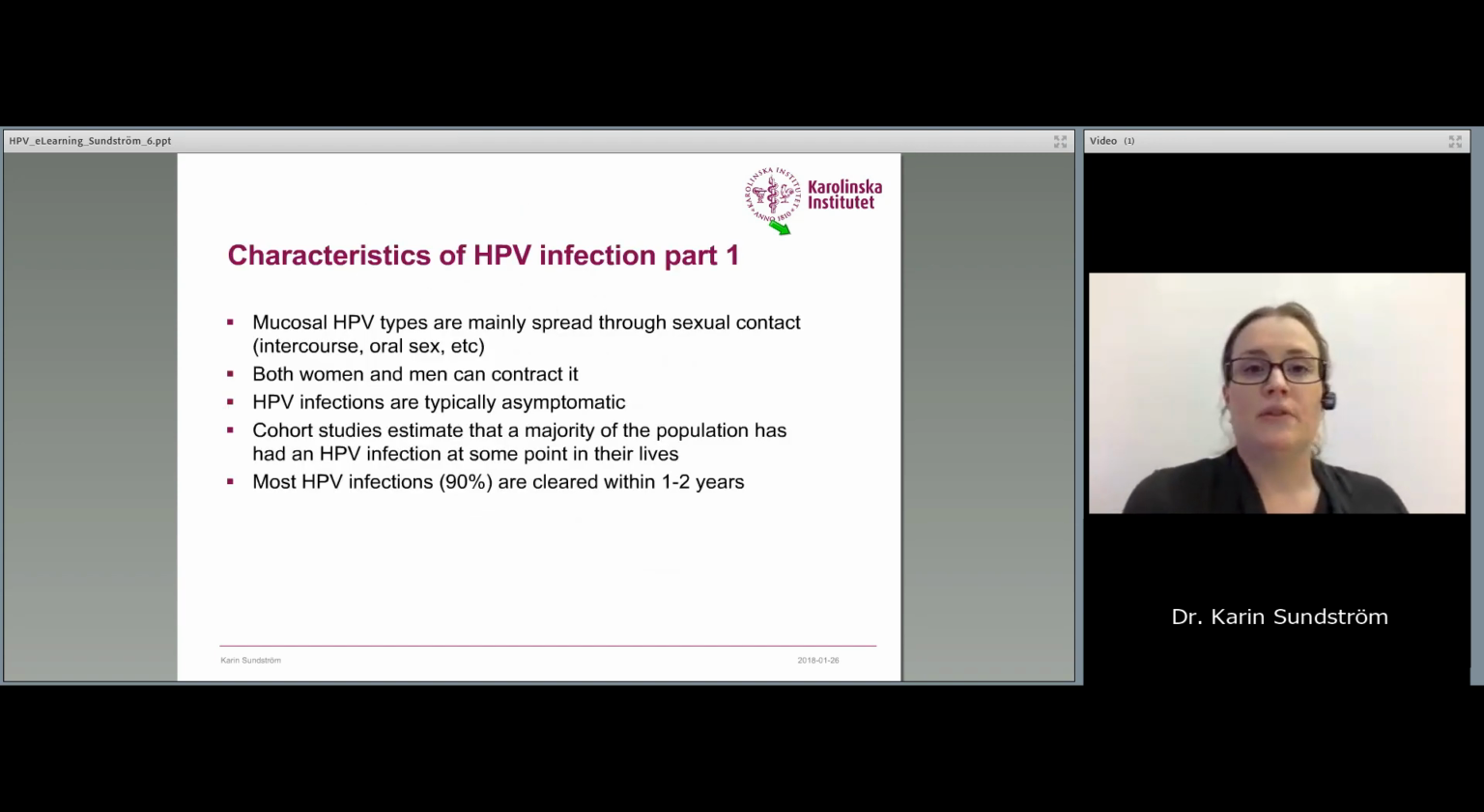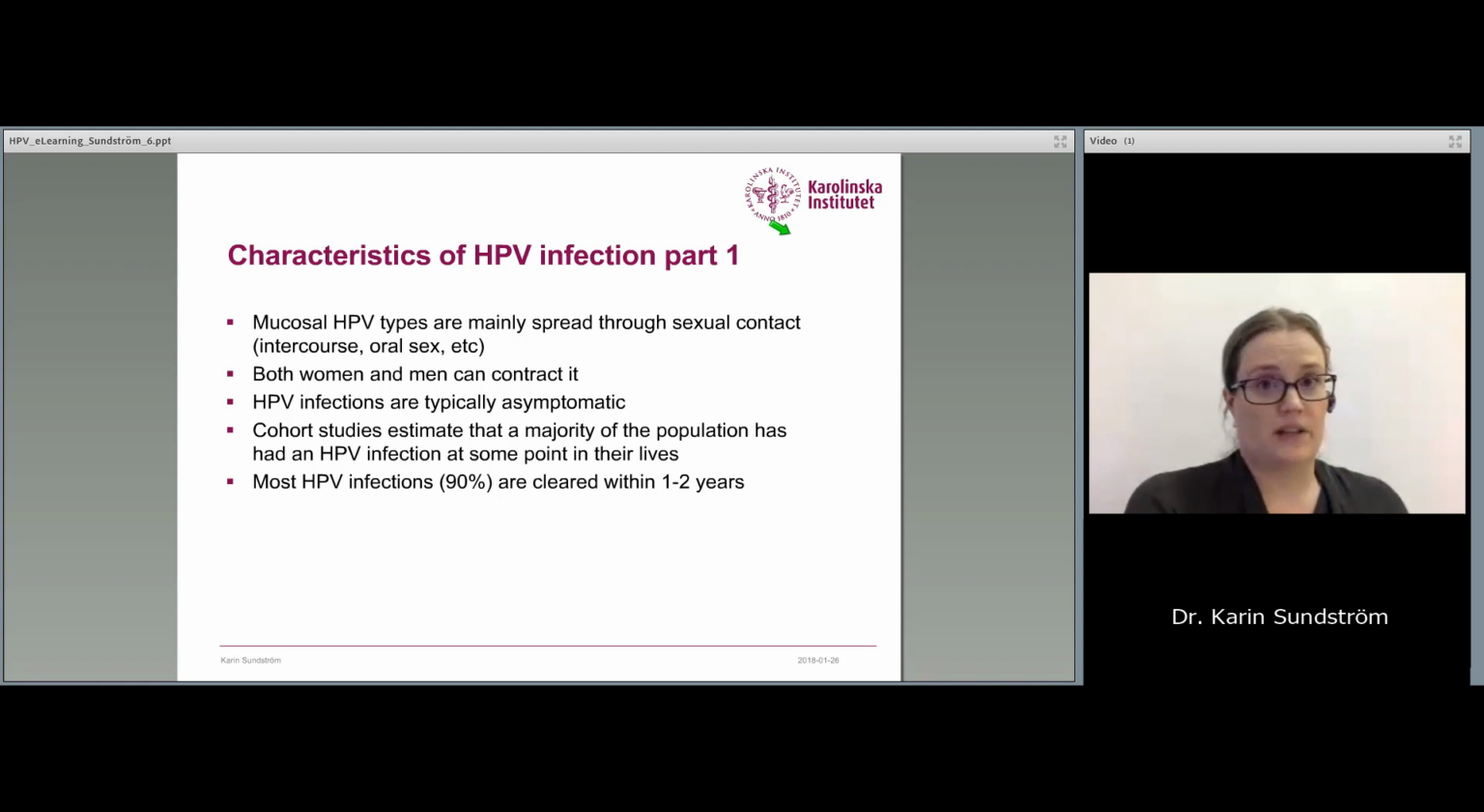So I will now move on to describing some characteristics of HPV infection. And first of all, I'd like to say that there are always a lot of questions about how HPV is transmitted. And we need to clarify that mucosal HPV types are mainly spread through sexual contact, even though it is possible to have other transmission routes as well. For example, during childbirth from mother to infant.